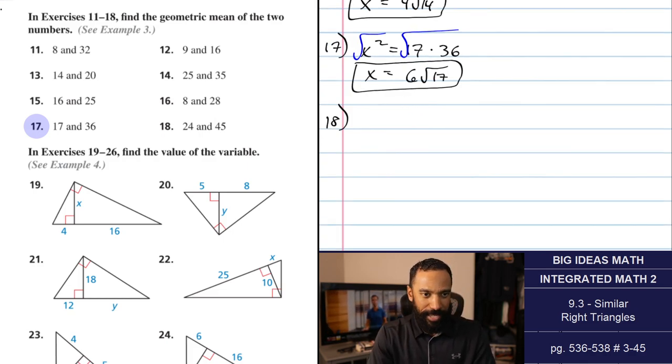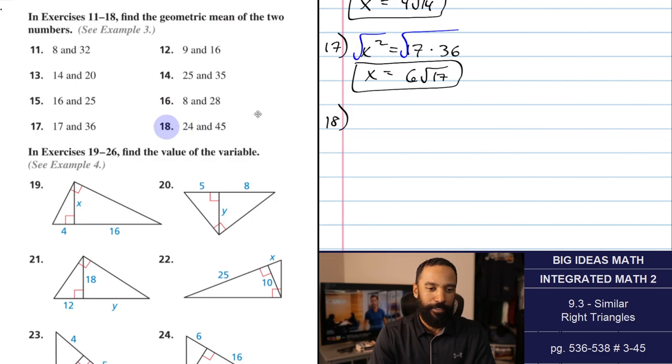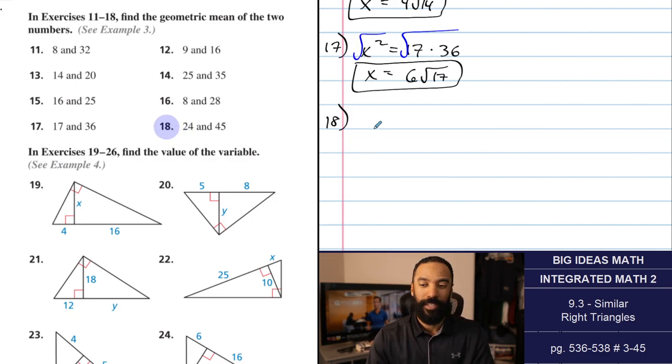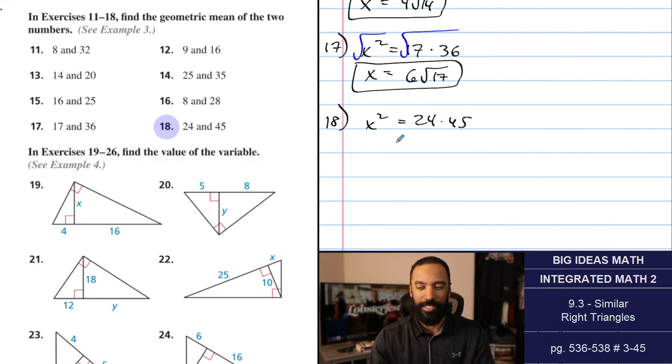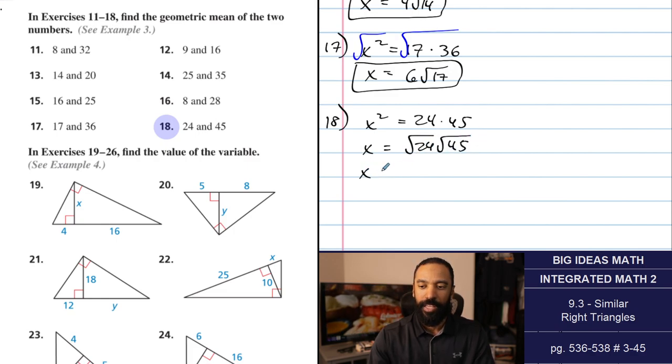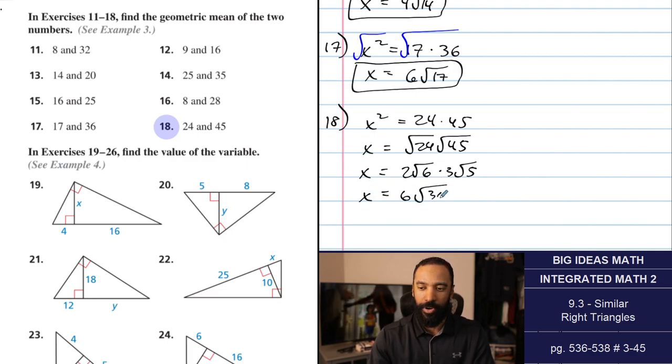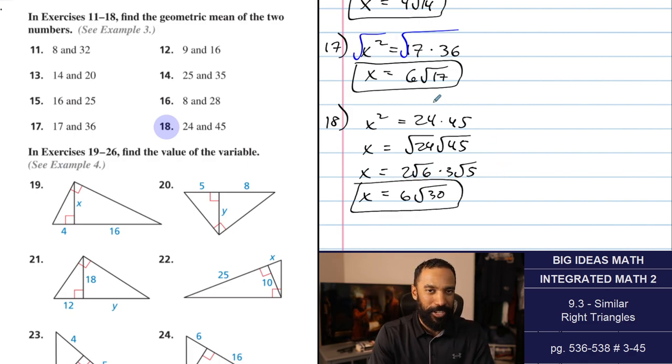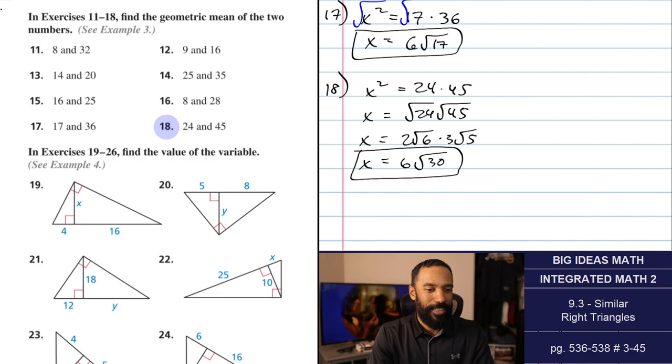And number 18, 24 and 45. If x squared equals 24 times 45, notice I'm not multiplying these into the big numbers. I'd rather simplify this way. Square root of 24 times square root of 45, let's write those out. The square root of 24 is 2 root 6, and the square root of 45 is 3 root 5, and 2 times 3 is 6, and root 6 times root 5 is root 30, which cannot be simplified. We get 6 root 30 as the geometric mean of those two values. Okay, those were geometric means.